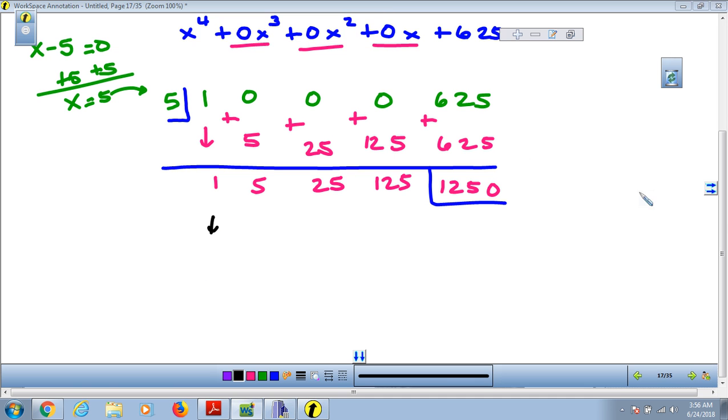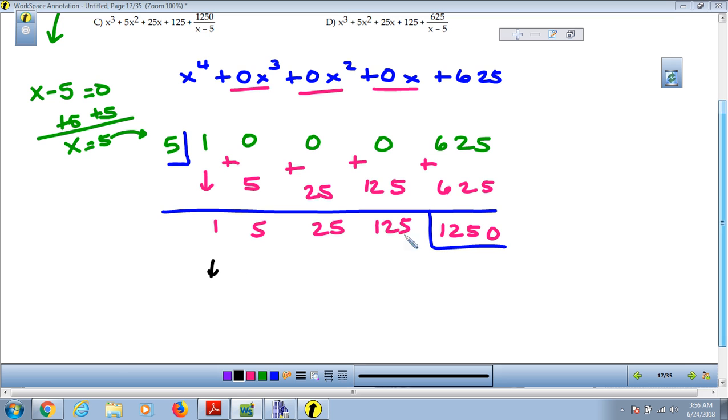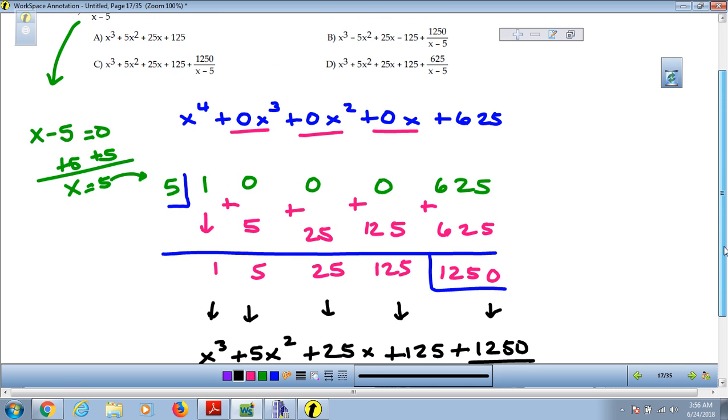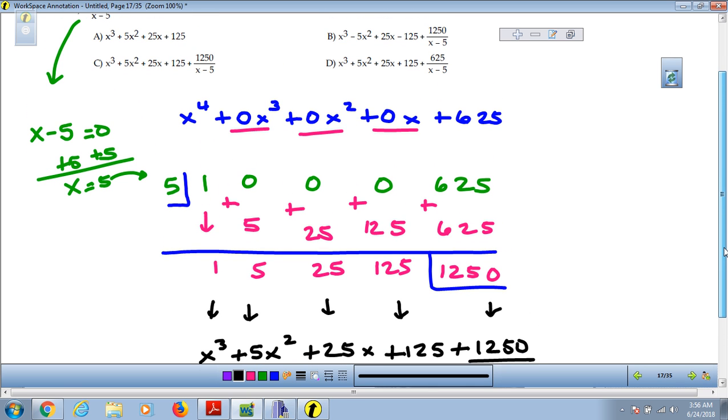So then we write my answer starting with one exponent less than the original equation on the numerator. So 1x to the third power plus 5x to the second power plus 25x plus 125 plus 1250 over x minus 5. And that's what my answer is going to be. So let's see if we do have that answer. 5x squared plus 25x plus 125 plus 1250. Yes, right here.